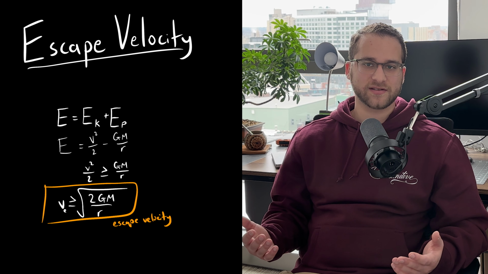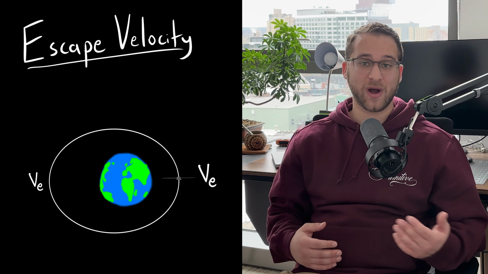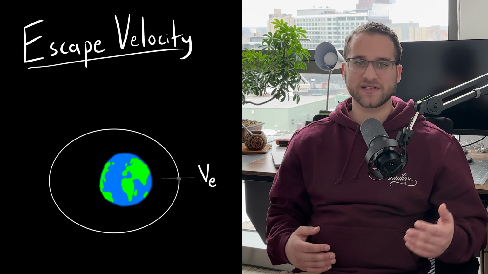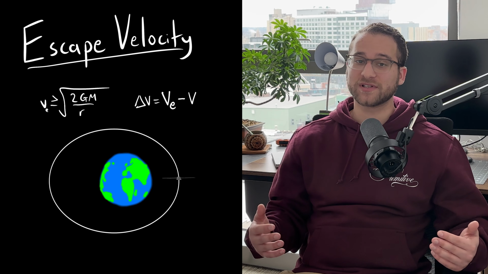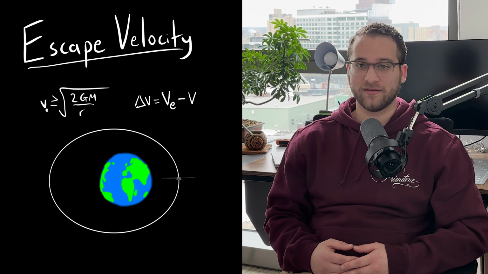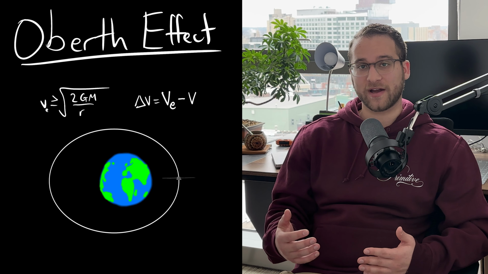To better understand this, let's take a look at an elliptical orbit around Earth. At periapsis, it is greatest, and at apoapsis, it is least. But since the object will be traveling its fastest at periapsis, and we must take the square root of r, it will require the lowest delta v, or change in velocity. This is known as the Oberth effect.